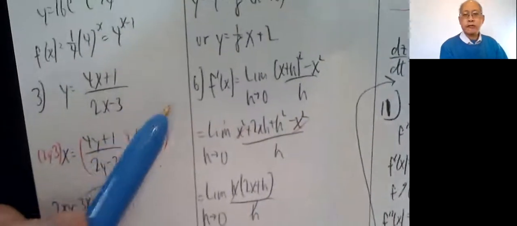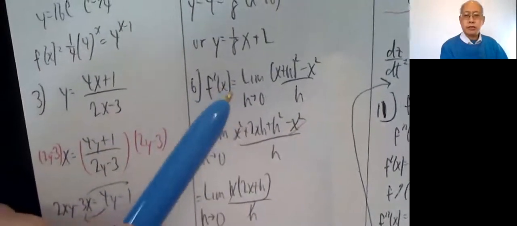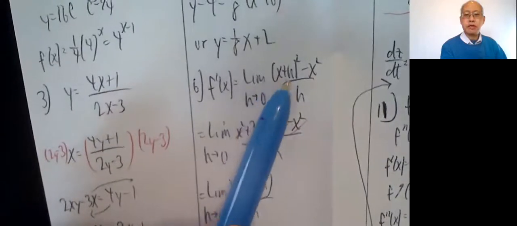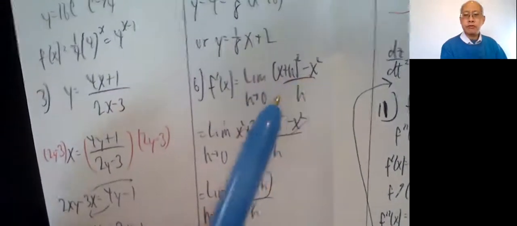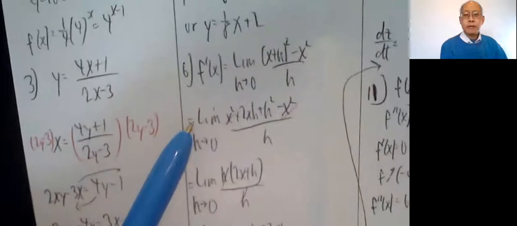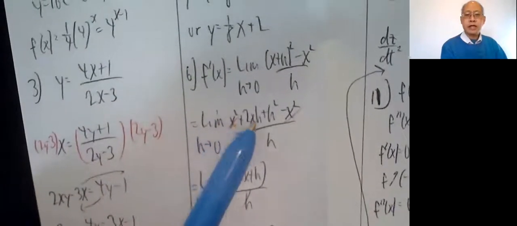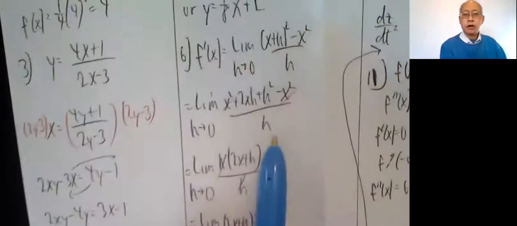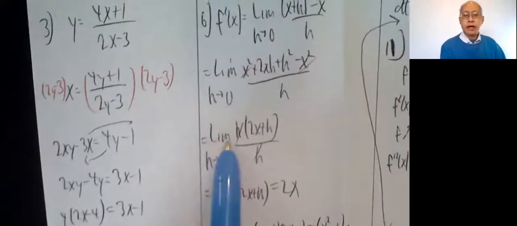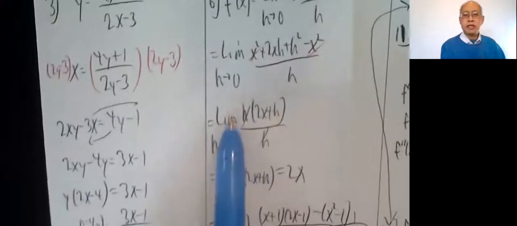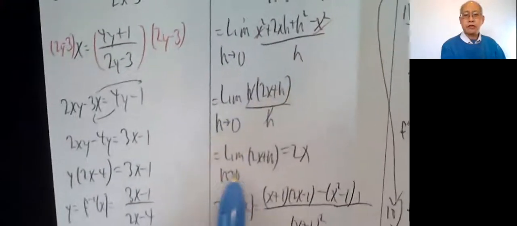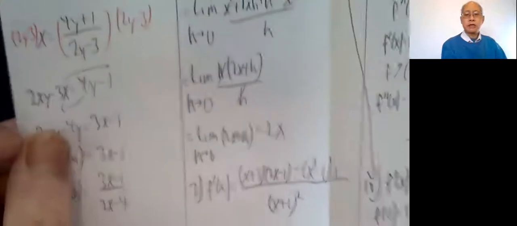Number 6: the definition of derivative. F prime of x is the limit as h approaches 0 of f of x plus h, x plus h squared, minus the original f of x, x squared, all over h. Limit as h approaches 0 of x squared plus 2xh plus h squared minus x squared, all over h. X squared cancels out, factor out an h. Limit as h approaches 0 of h times 2x plus h, divided by h. H cancels out, and the limit as h approaches 0 of 2x plus h comes out to be 2x.